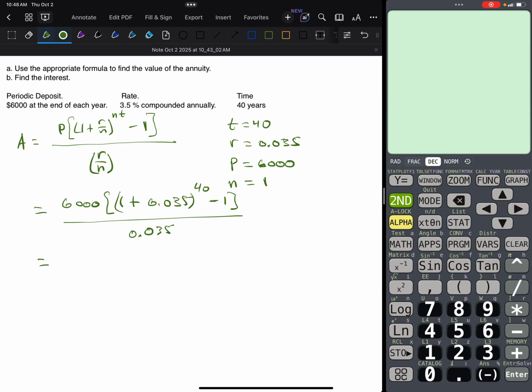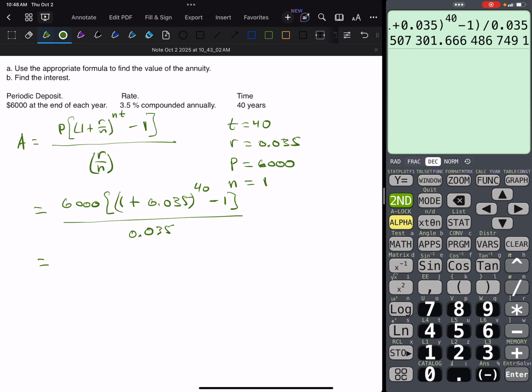Okay, so now let's type that into a calculator and get a value. So I've got 6,000, and times 2 sets of parentheses, 1 plus 0.035. Raise that to the 40. Take a right arrow to get out of that. Minus 1. We close the parentheses. Now we divide by, and since it's just one value, we don't have to put parentheses. If it was more than one value, we would. 0.035. And then we hit enter.